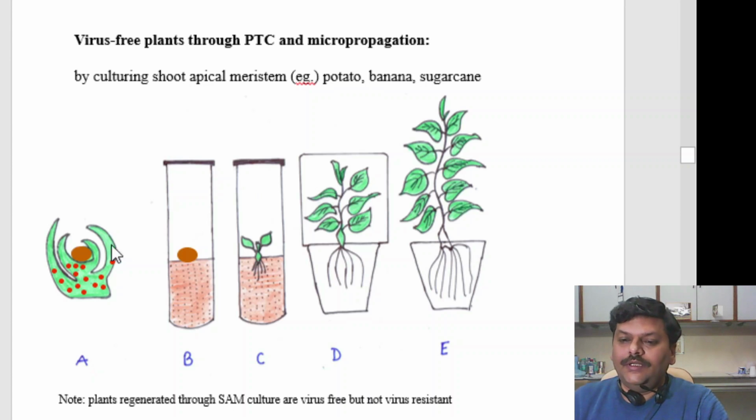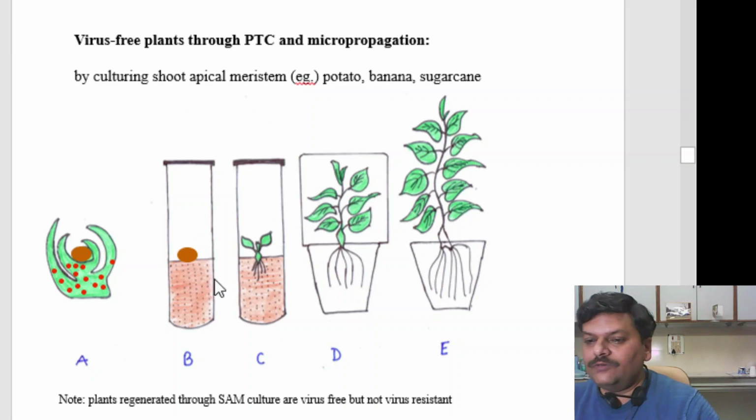What happens? It has been seen that if a plant is infected by a virus, then after some time all plant parts are heavily infected by virus except the shoot apical meristem or the root apical meristem. Shoot apical meristem is an above ground tissue, so it's easy to locate in different branches. So people just isolate the shoot apical meristem because it is devoid of any viral infection.